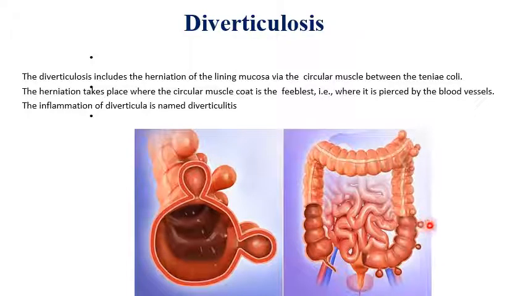Circular muscle में से ये outpouchings हो रही हैं. These diverticula are formed, and this herniation occurs where the circular muscle is the weakest, and it is weakest where it is pierced by the blood vessels. जहाँ से blood vessels enter कर रहे हैं वहाँ पर ये weakest है. That is why these diverticula occur.